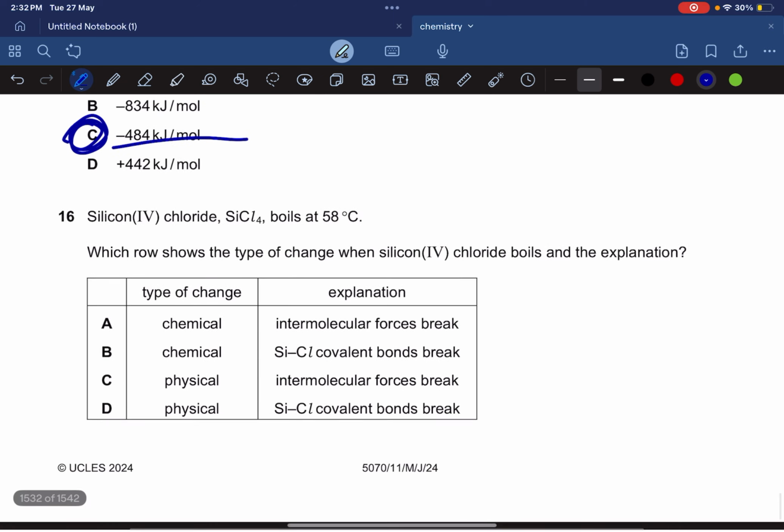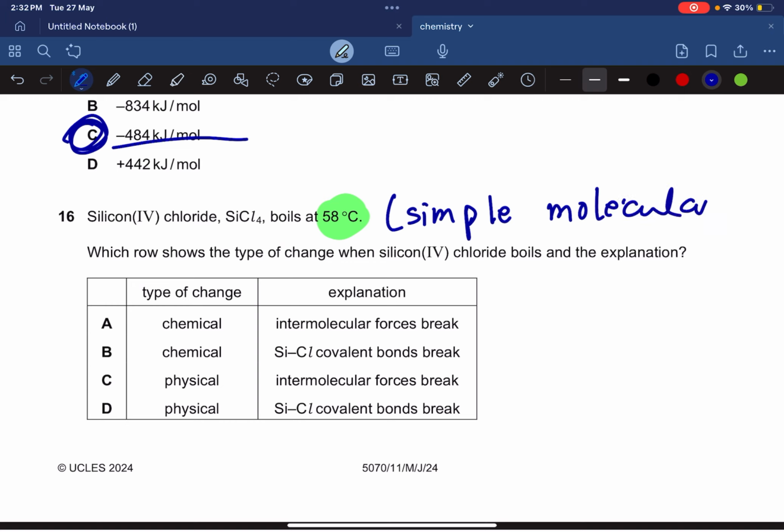Moving on, silicon chloride SiCl4 boils at 58 degrees Celsius. What does this tell you about silicon IV oxide? Not silicon IV oxide, it's silicon IV chloride. But what does this tell you? It tells you that it is going to be a simple molecular substance. Why? Because it has a low melting point. Which row shows the type of change when silicon IV chloride boils and the explanation?